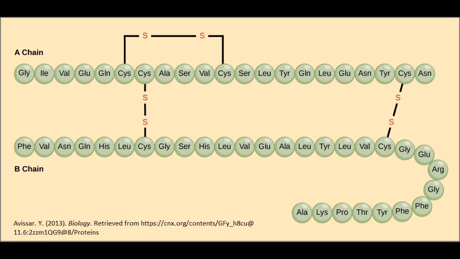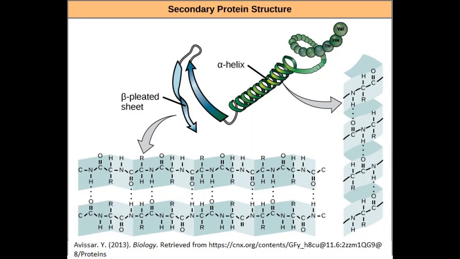Proteins, however, don't stay as straight chains. The chains are flexible and bend in space. This allows interactions between amino acids in the form of hydrogen bonding. Hydrogen bonds form when the oxygen of one amino acid comes close to a hydrogen of another amino acid. This creates a protein's secondary structure.